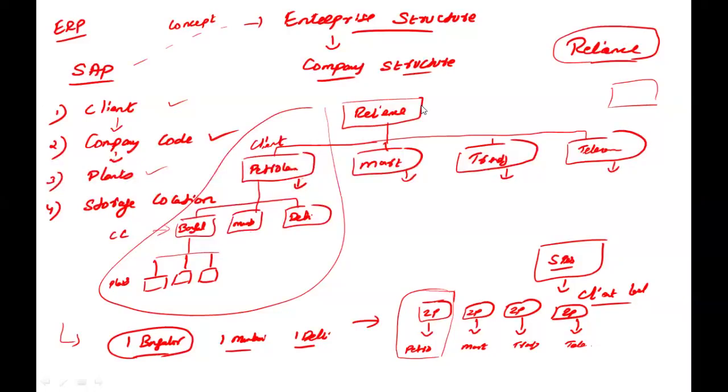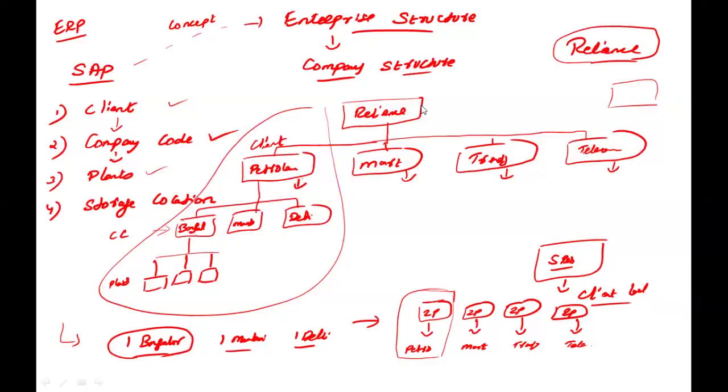Then we have the plants. So plants can be anything. If the business wants to differentiate their locations, they can differentiate the location using a plant. Or if they have only one location and they want to show their different buildings or different branches, they can show that through plants.